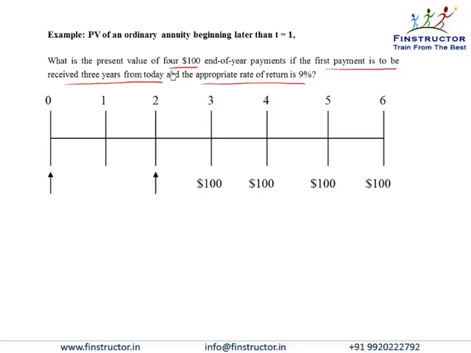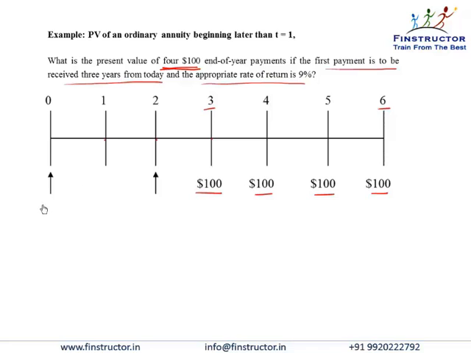So we receive 4 end of year payments, but the only complication is that the first payment is not coming at t equal to 0 or t equal to 1. The first payment comes 3 years from today. So t equal to 1, t equal to 2, t equal to 3. This is where the first payment of $100 comes, and then there are 4 total end of year payments. So from t equal to 3 to t equal to 6, we get 4 end of year payments, and we need to compute the present value of this annuity.